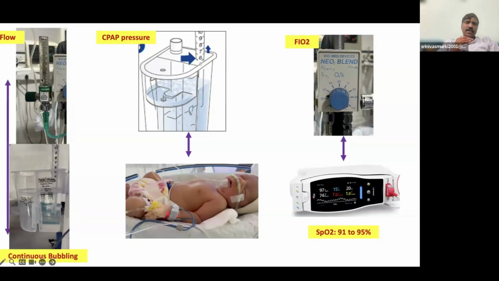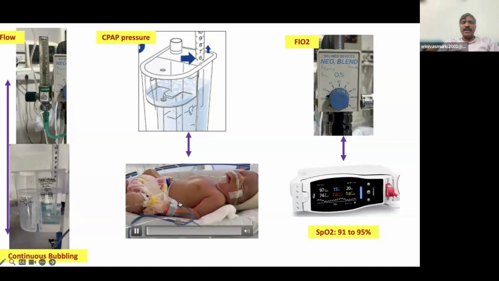If there are no bubbles, there could be some leaks in the circuit. Your prongs are not fitting well, or the baby is crying. So you soothe the baby, you nest and cocoon the baby and ensure that the bubbles are sealed, or look for circuit leaks. Now, how do you know your pressure of 5 centimeters is adequate or not?